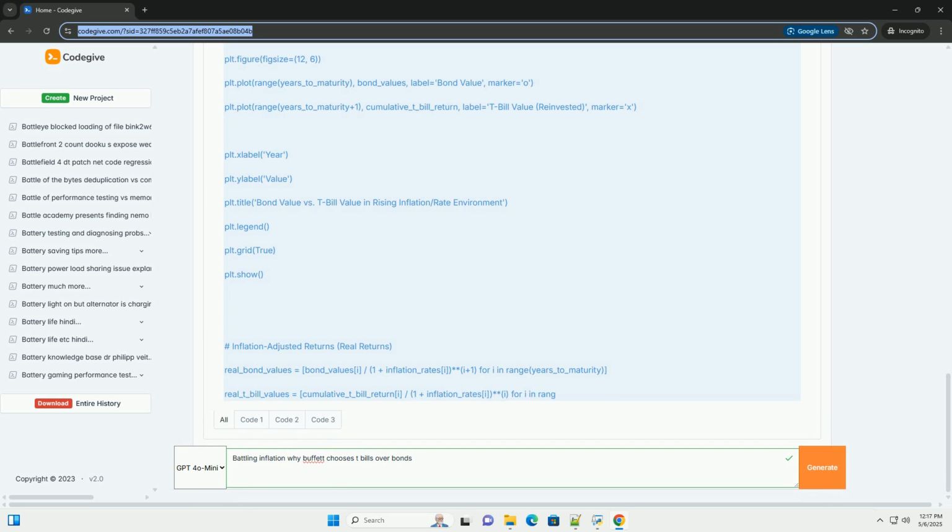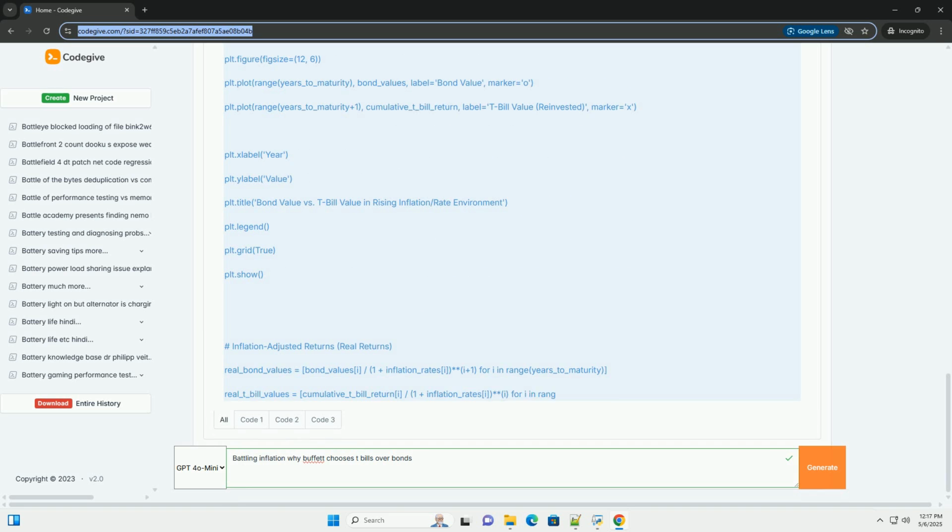Note that this is a simplified model. Explanation of the code. 1. bond_value function: calculates the present value of a bond given its face value, coupon rate, years to maturity, and discount rate (interest rate). This uses the standard present value formula.